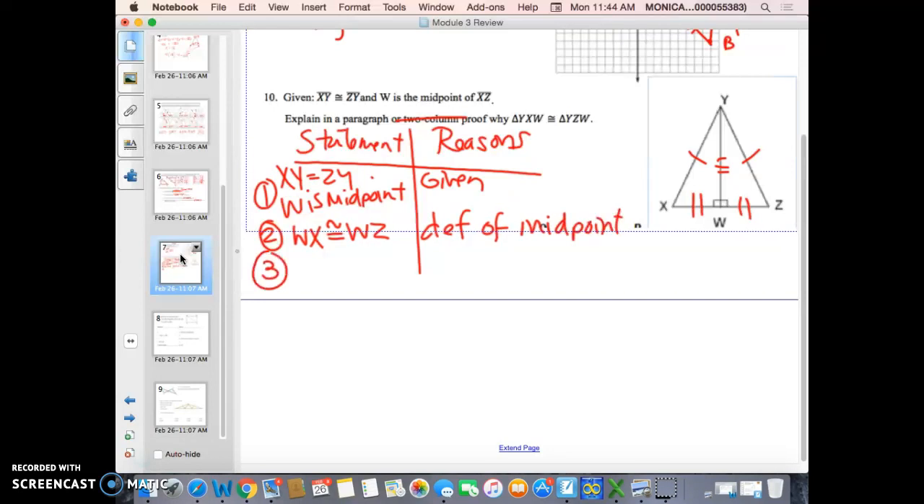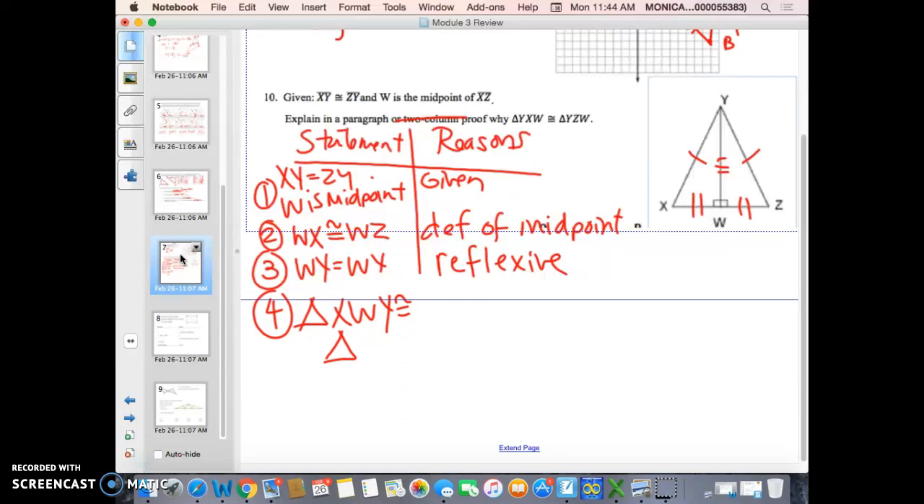My third statement is that WY equals WY. That, of course, is the reflexive property. And then my fourth statement is that these two triangles are congruent. Triangle XWY is congruent to triangle ZWY, and that is because of side, side, side.